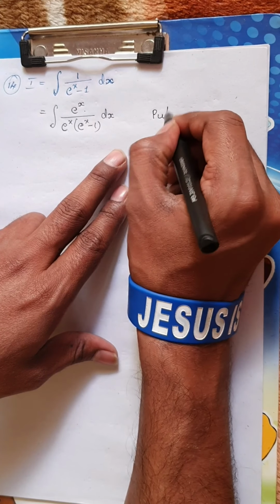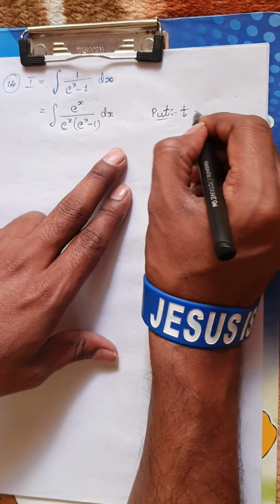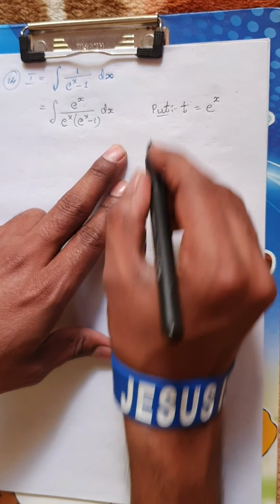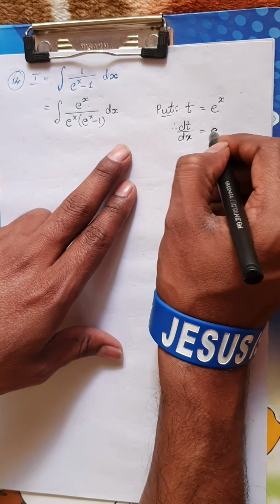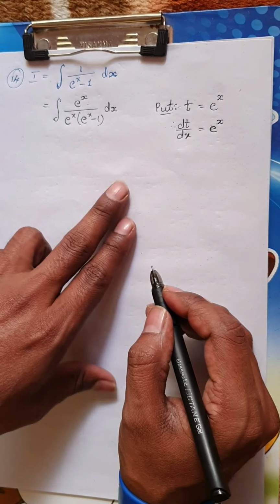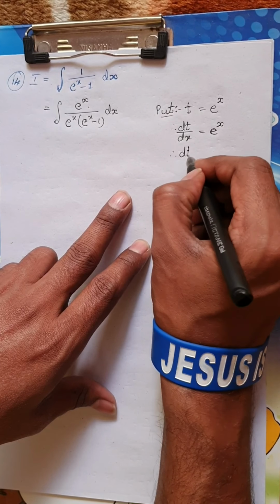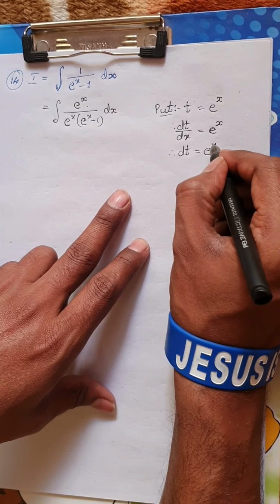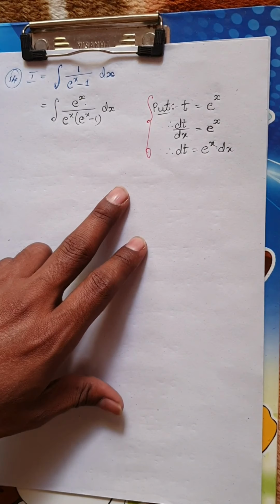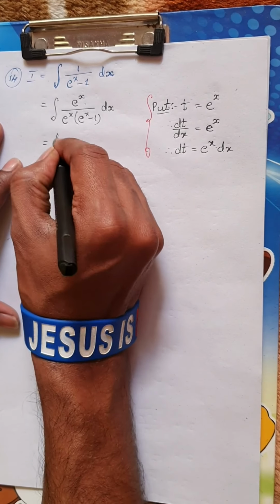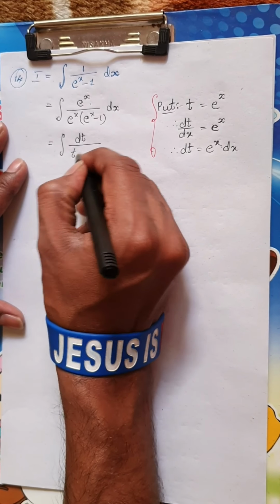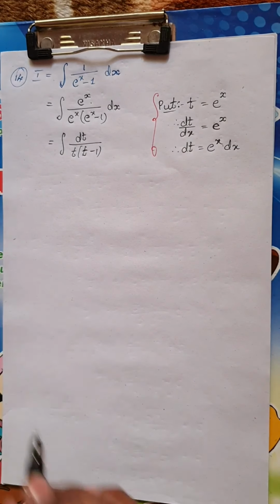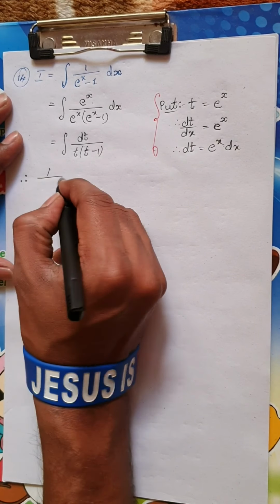You might be wondering why did I do this. Consider this. Let me put t as e power x. Therefore, what is dt by dx? Differentiating with respect to x, the derivative of e power x is e power of x as it is, isn't it? Therefore, dt would be e power of x into dx. So this is the substitution part. Now look here. See what happens to the integral. This is nothing but integral of e power of x into dx would be dt, divided by this would be t into t minus 1.